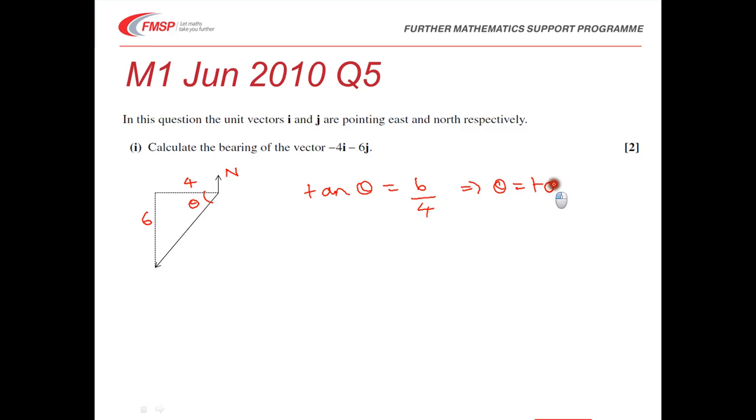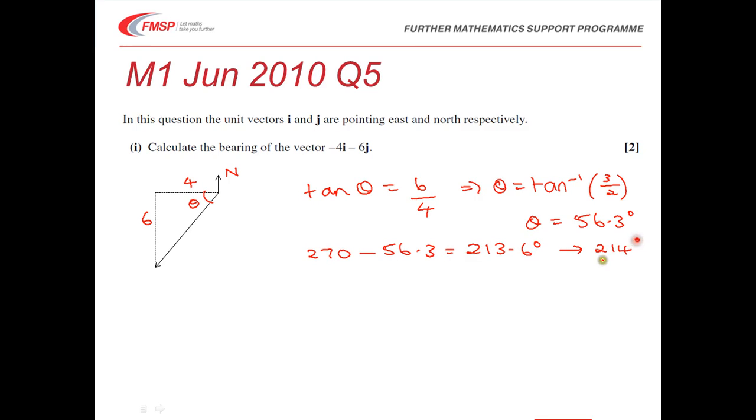So theta will be inverse tan of 6/4, or 3/2, and that works out to be 56.3 degrees. Now we know that all the way around to the west line, this is west, will be 270. So 270 minus 56.3 gives us 213.6, and I'll round that to 3SF to 214 degrees as a bearing. 2 marks for this, 1 mark for applying the trigonometry, and then 1 mark for accurately getting the answer.